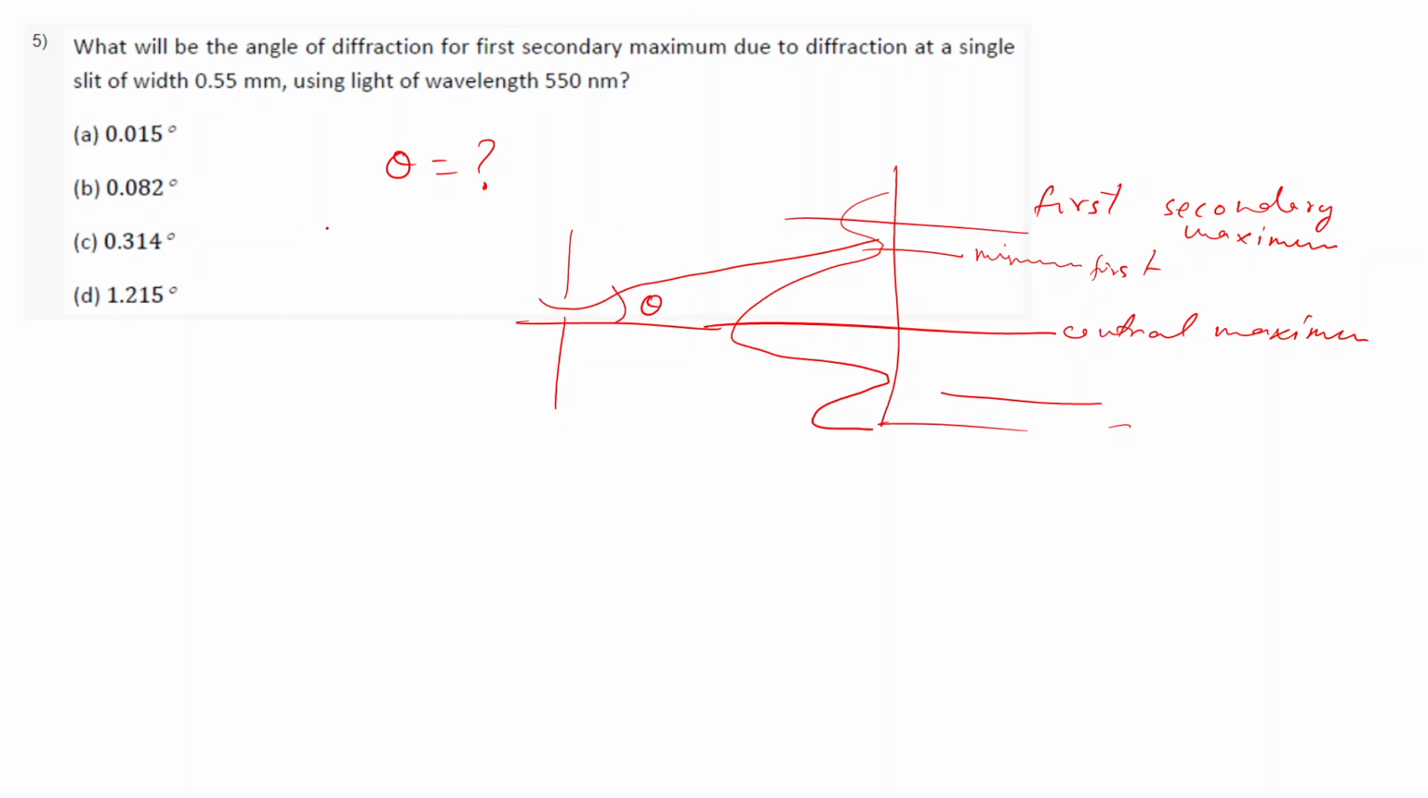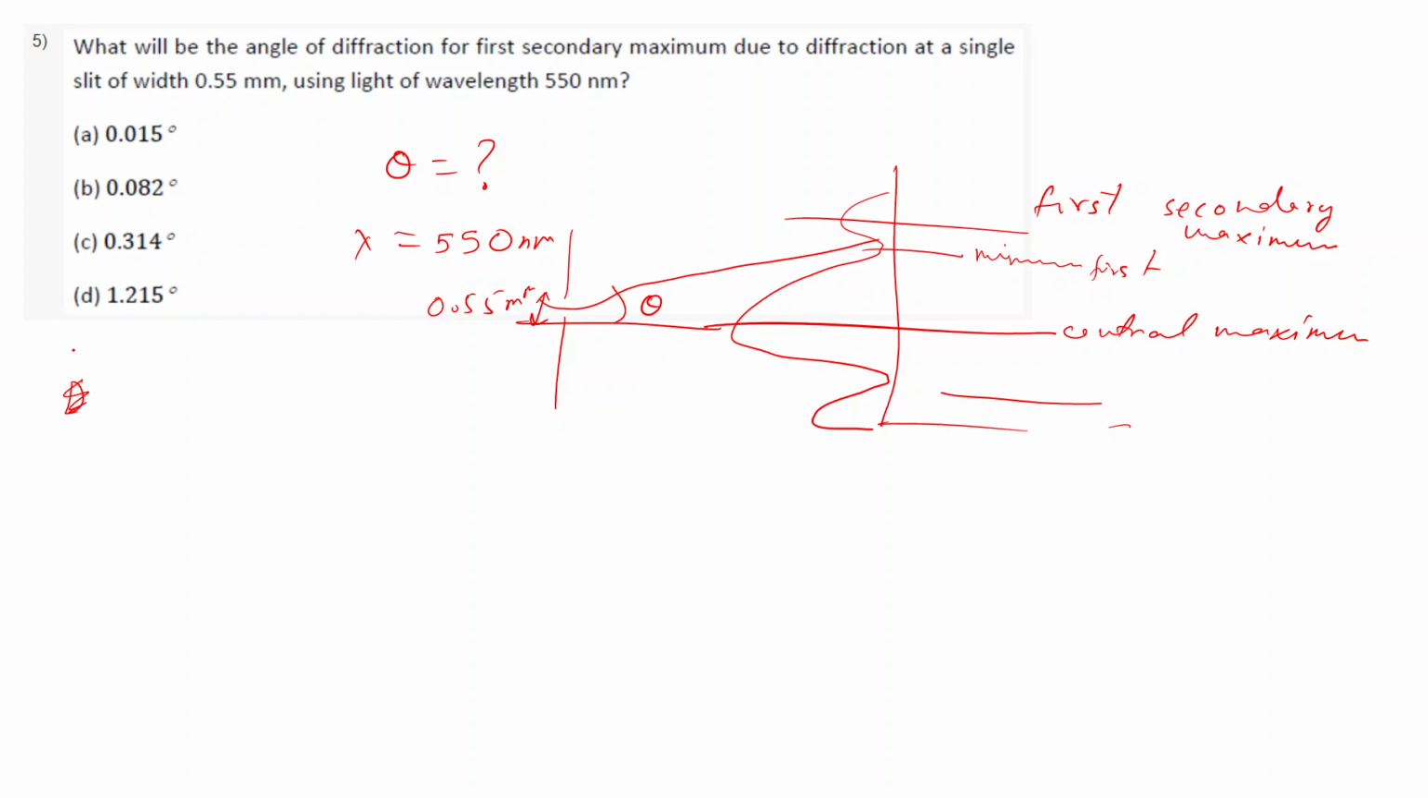Okay, we have to find out the angle of diffraction from the slit, due to diffraction at a single slit of width 0.55 millimeter, and the wavelength is 550 nanometer. Okay, using the condition, because we need to find out this angle of diffraction for the first secondary maximum.